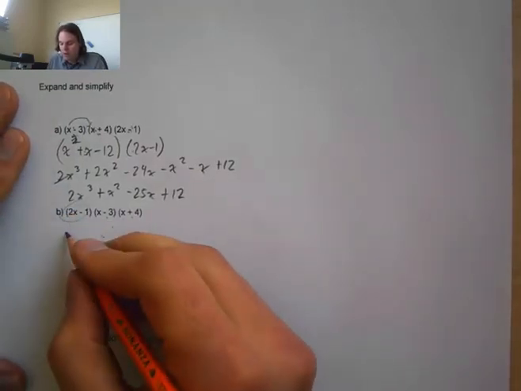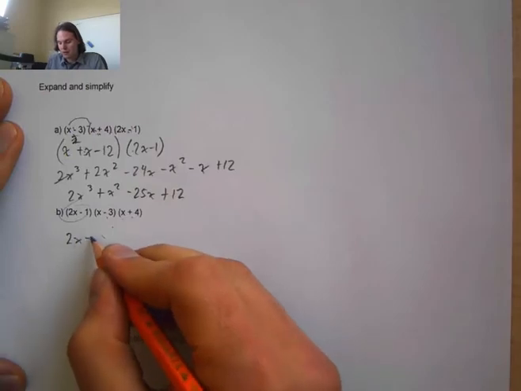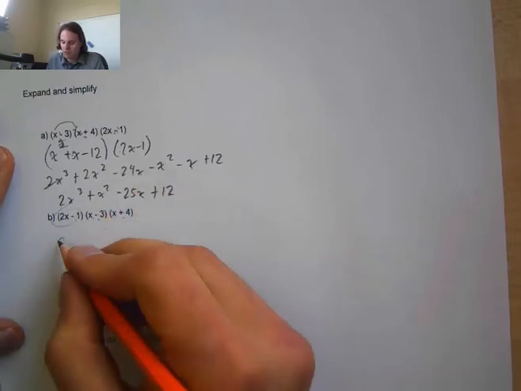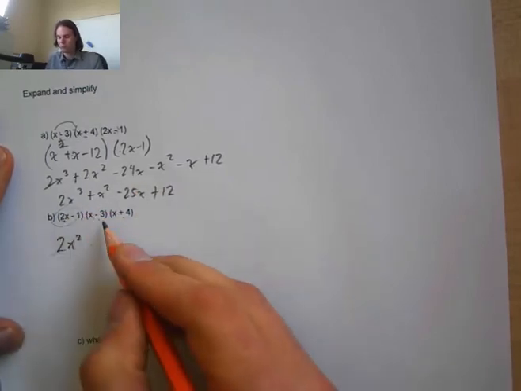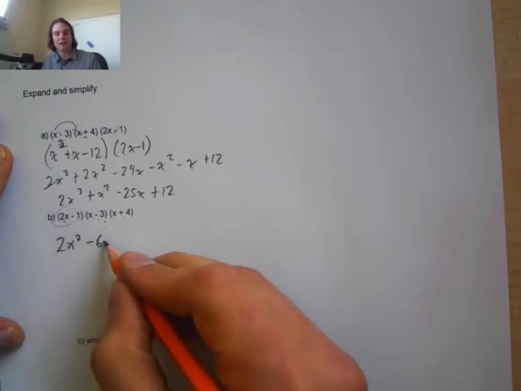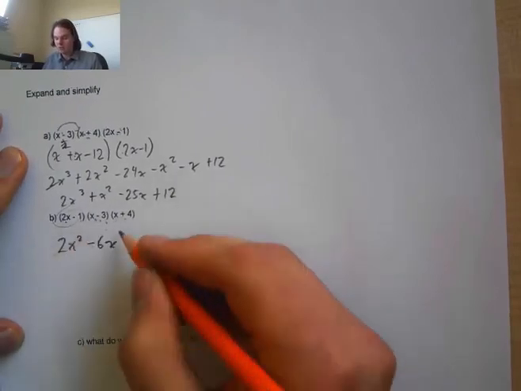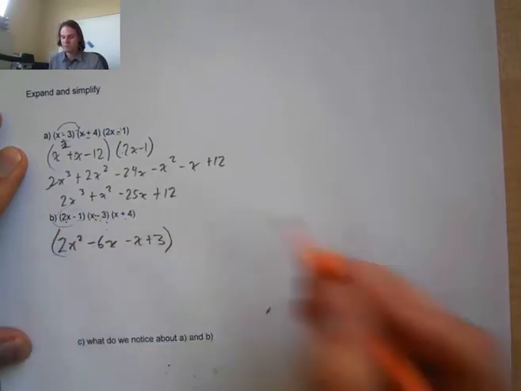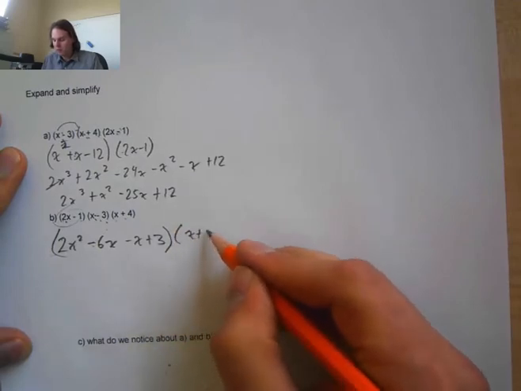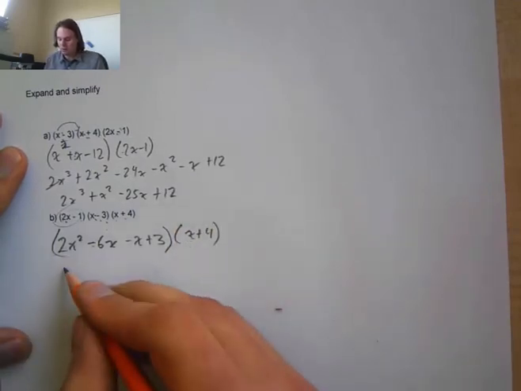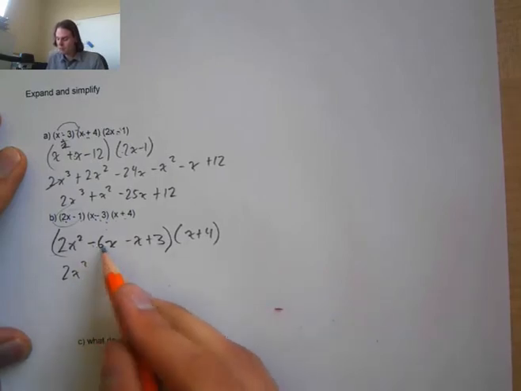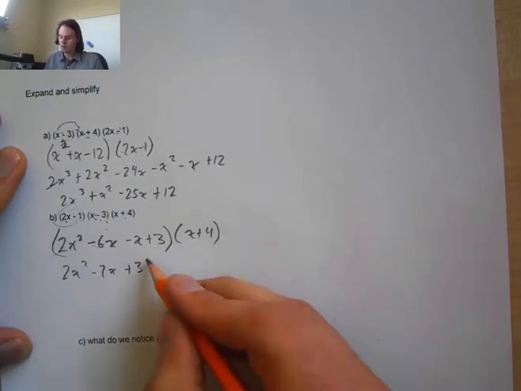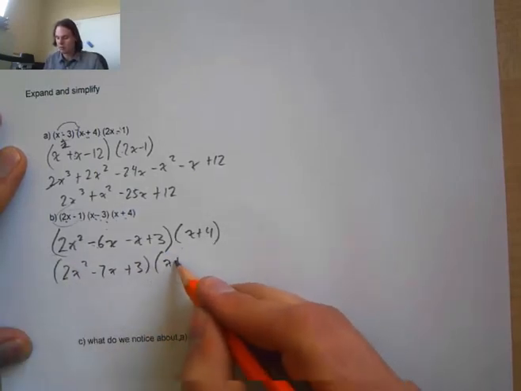Okay, so we have 2x minus 1. Let's just start multiplying it out here. We have 2x multiplied by x, which gives me 2x squared. Then I'm going to go 2x multiplied by negative 3, which will give me negative 6x. Then negative 1 times x will give me negative x plus 3. Just multiply that 1 into both. And we multiply this by x plus 4. Simplify this, I'm going to be left with 2x squared minus 7x plus 3, and all multiplied by x plus 4.